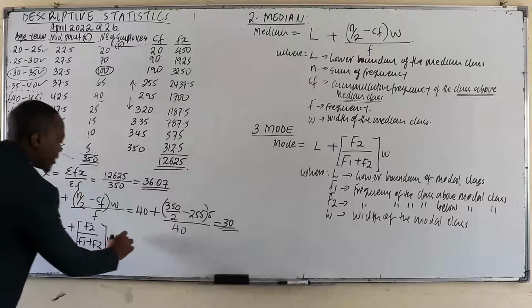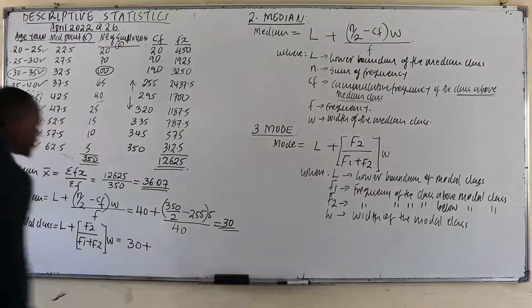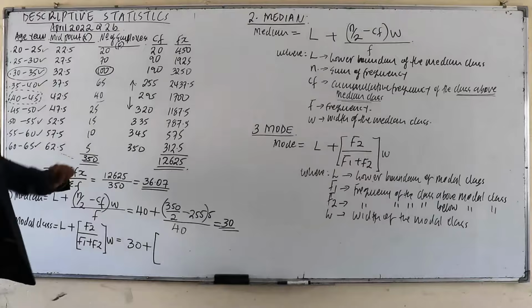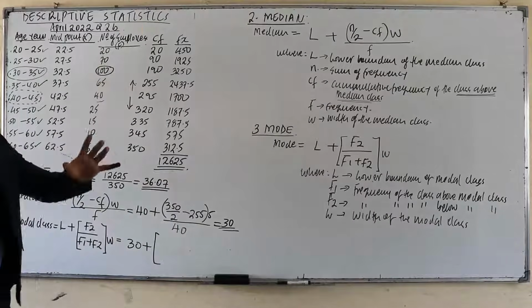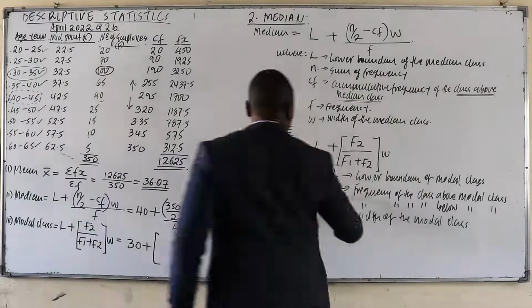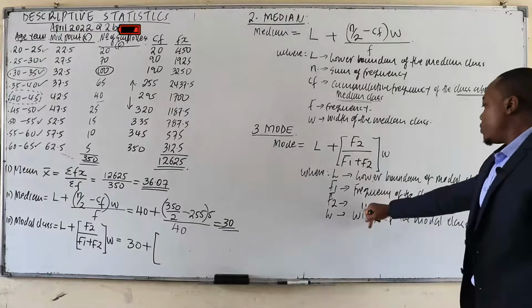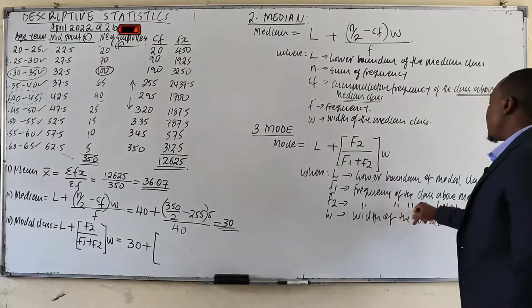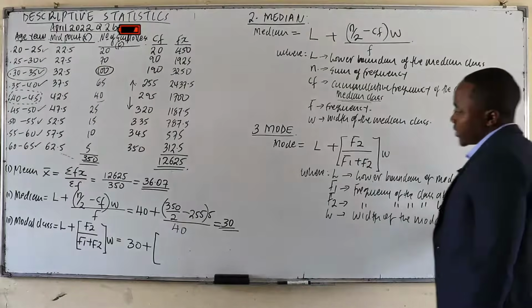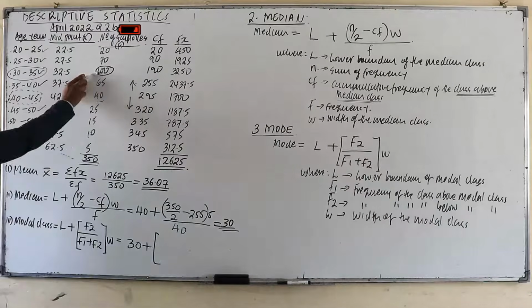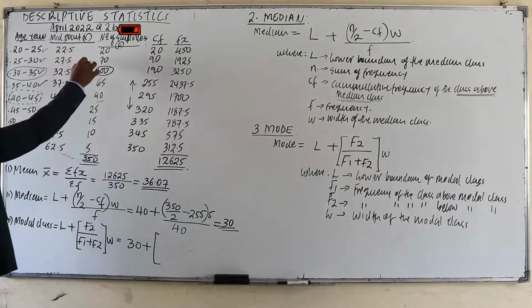So you take 30 plus F2 over F1 plus F2, where F1 is above and F2 is below. That's what you just need to master. F1 is the frequency of the class above the modal class. F2 is the frequency of the class below the modal class. Now, F1 is the one above, which is 70.